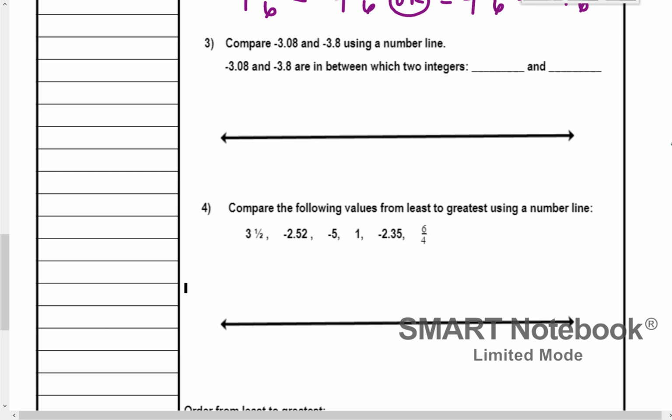Number 3, we are comparing -3.08 and -3.8 using a number line. Okay, here's where it might get a little messy, because we're going to have to do a lot of splitting up. So we have the numbers -3.08 and -3.8. Those are in between the two integers, -3 and -4. Okay, -4 is less, so that goes on my left-hand side. -3 goes to the right.